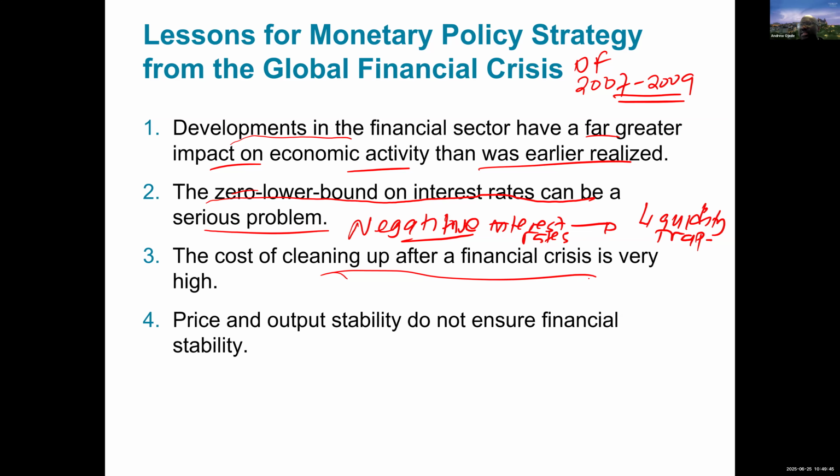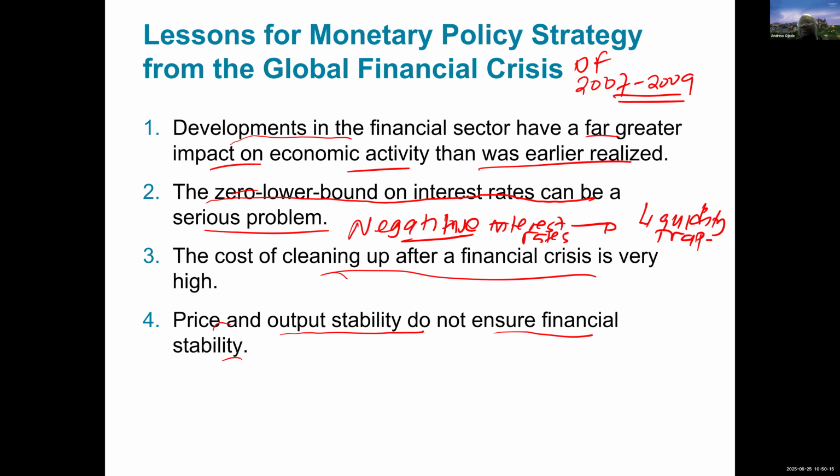The Federal Reserve spent nearly about $4 trillion just to bail banks out, to inject liquidity in the banking system. And that is separate from the money that Congress was apportioning to help bail out the economy. Congress was also using tax policy, tax cuts, federal spending to bail the economy from collapse. So the cost of cleaning up can be really high. And then the other thing that we learn is that price and output stability do not ensure financial stability.